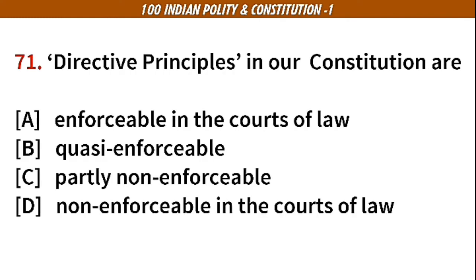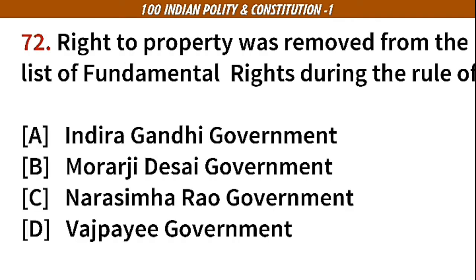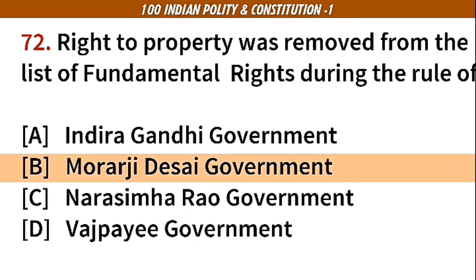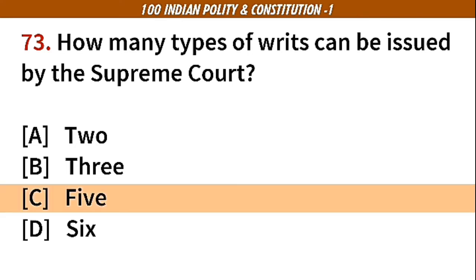Directive principles in our Constitution are answer D. Non-enforceable in the court of law. Right to property was removed from the list of fundamental rights during the rule of answer B. Morarji Desai government. How many types of writs can be issued by the Supreme Court? Answer C. 5.